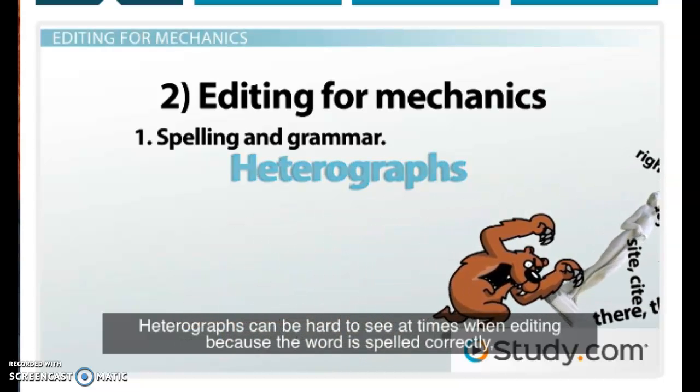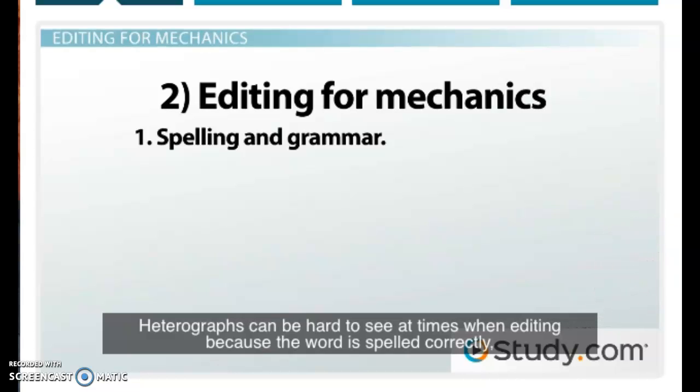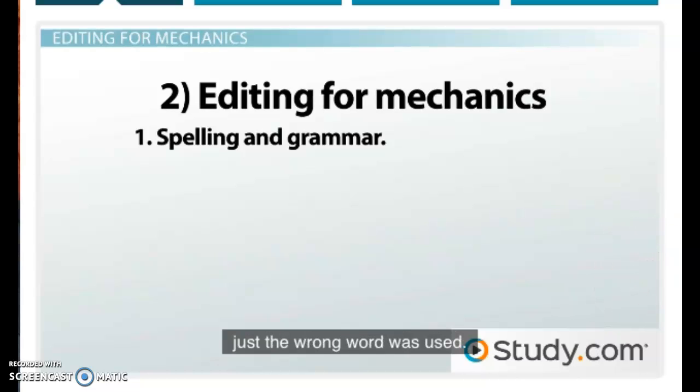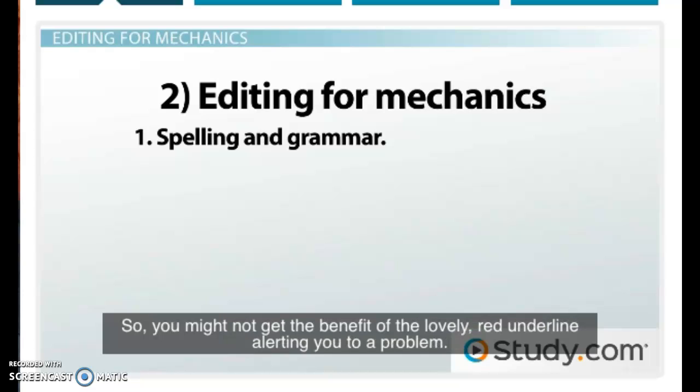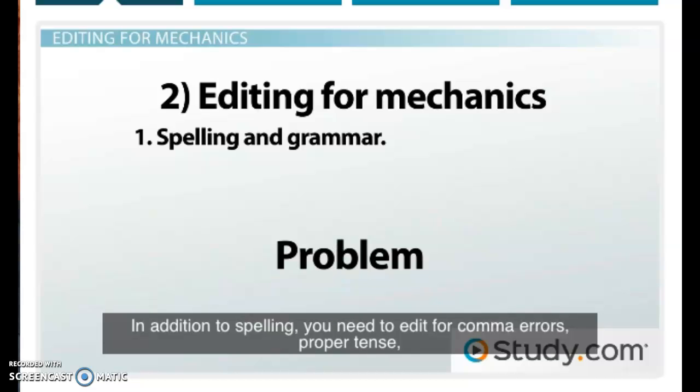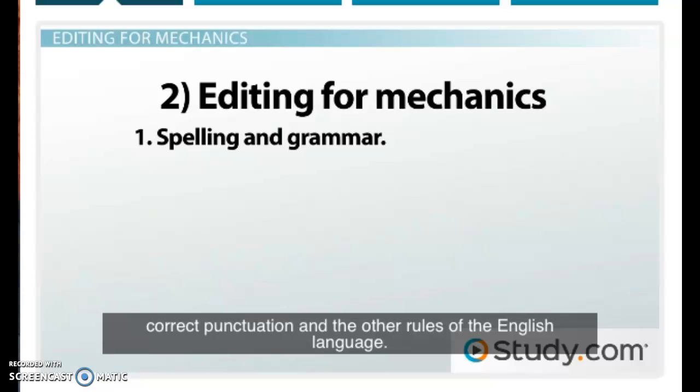Heterographs can be hard to see at times when editing because the word is spelled correctly, just the wrong word was used. So you might not get the benefit of the lovely red underline alerting you to a problem. In addition to spelling, you need to edit for comma errors, proper tense, correct punctuation, and the other rules of the English language.